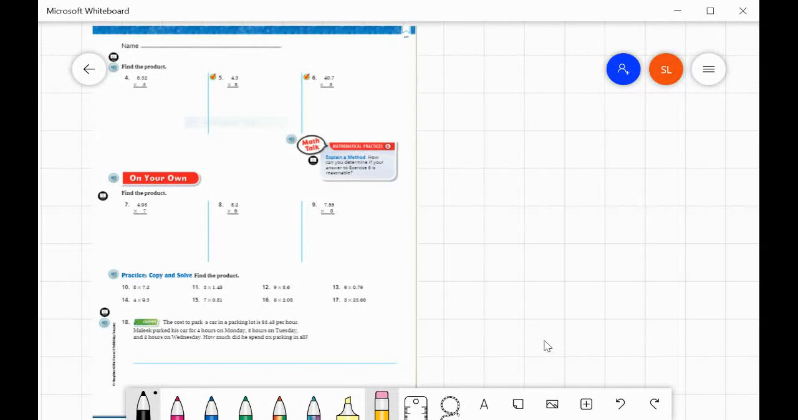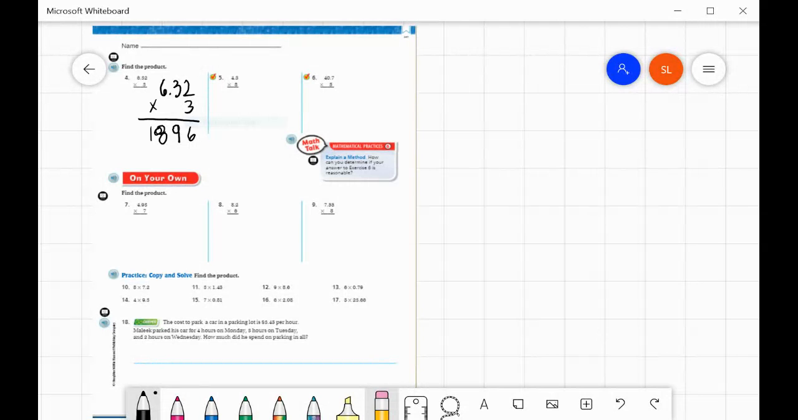All right, so our first problem says 6.32 times 3. So I'm going to go ahead and rewrite 6.32 times 3 so that we can actually see it. So we're going to remember what we did with multiplication, and we're basically just going to multiply. So we're going to say 3 times 2 is 6. It's not larger than 10, so I don't need to carry anything. 3 times 3 is 9. It is also not larger than 10, so no need to carry. And 3 times 6 is 18.